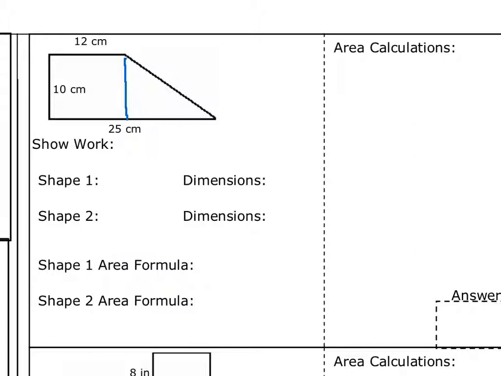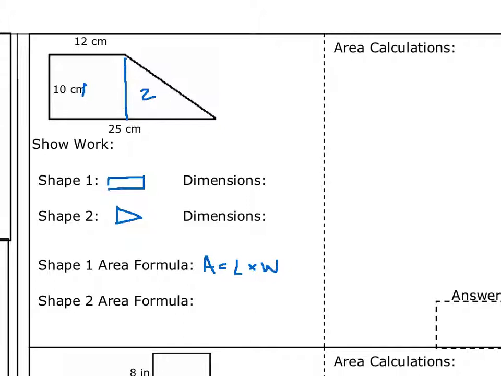Now, looking at our two shapes, I'm going to label one of them shape 1 and one of them shape 2. Shape 1 is a rectangle. Shape 2 is a triangle. What is the area formula for a rectangle? Kenneth. Area equals base times height, length times width. It's generally the way we talk about it, though.